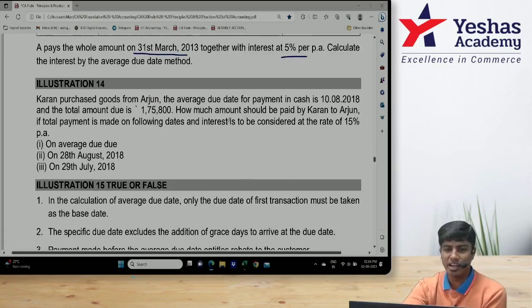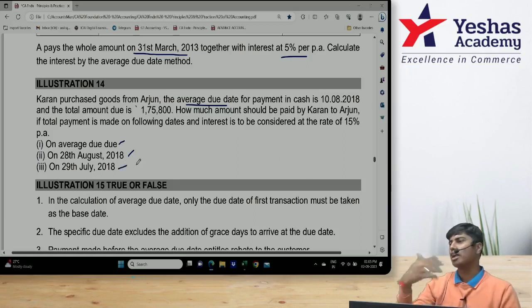They've given the average due date also in the question. Average due date is also given in the question. If he pays on the average due date, how much interest should he pay? Nothing. If he pays on 28th of August, 18 days after the average due date, compute interest and add it to the principal. Here he is paying on 29th July.